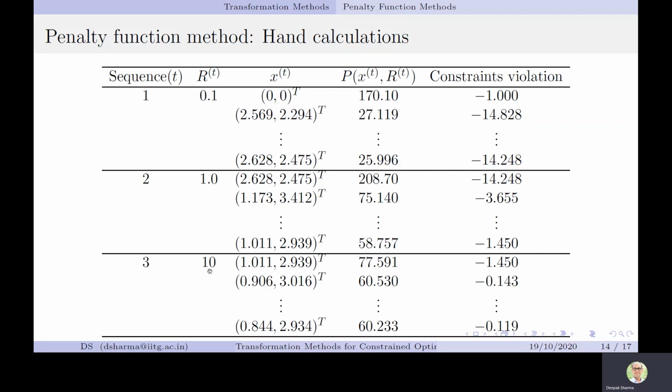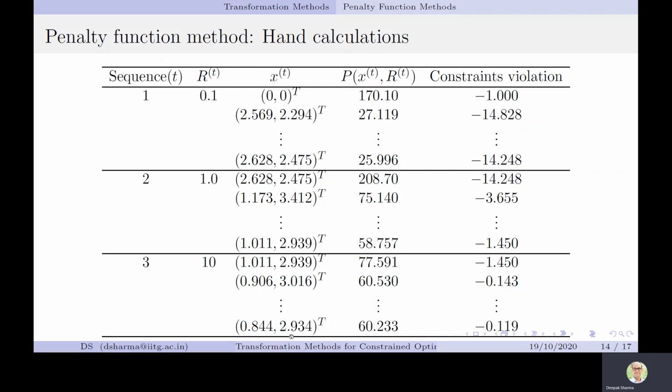Now in the next sequence, we are increasing the value of R from 1 to 10. We are starting with the previous best point, that is (1.011, 2.939). Now look at the value of the penalized function. We take the same point, but the penalized function value is more, which is 77.591. It is only because everything remains the same, only the R value is 10, and that's why this value is increased. The constraint violation will remain the same. We are going to solve the same penalized function using the steepest descent method.